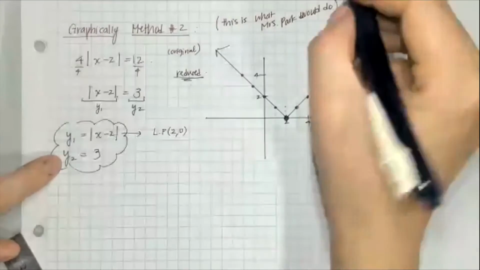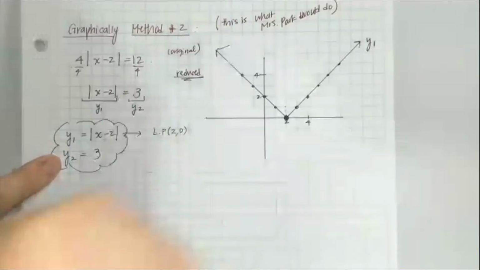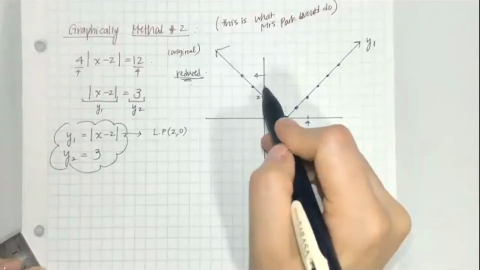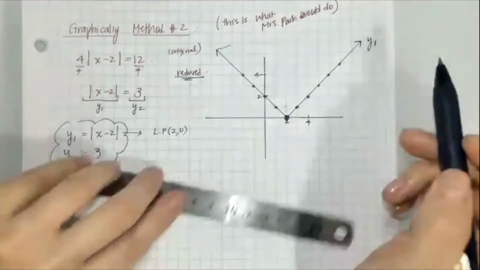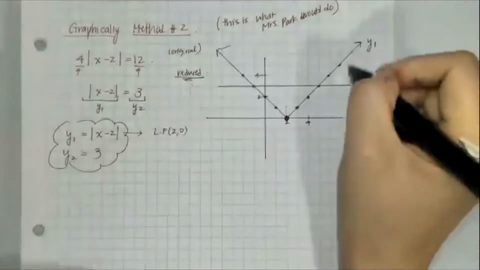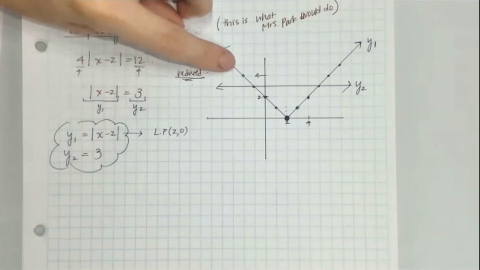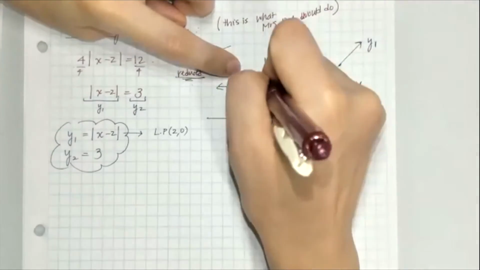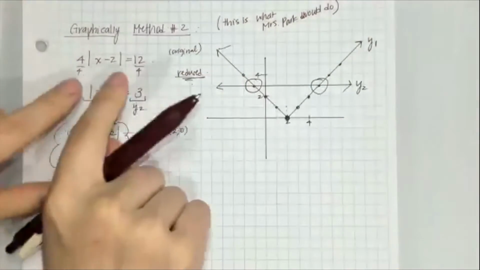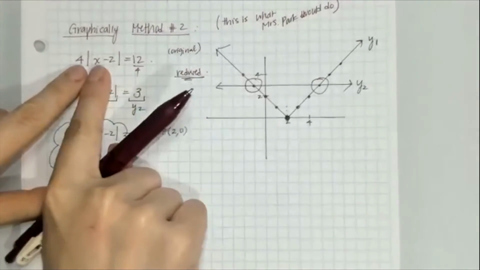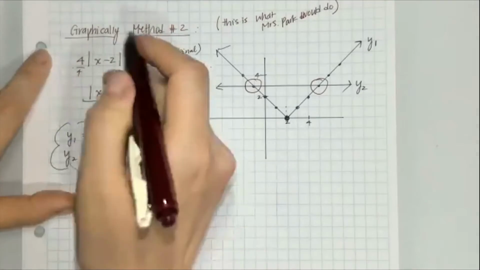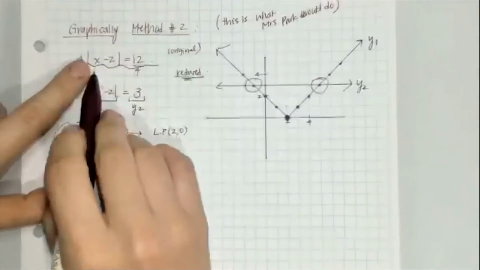The second one is y equals 3. That's a horizontal line going through y value of 3. So I'm going to draw the line here. Same thing, find where they intersect. But then my original equation has only x in the equation, right? My original equation only has an x.